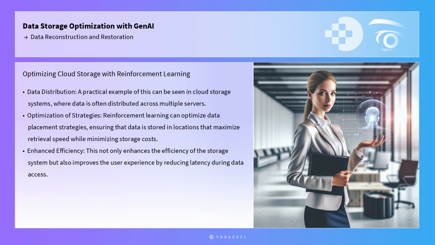A practical example of this can be seen in cloud storage systems, where data is often distributed across multiple servers. Reinforcement learning can optimize data placement strategies, ensuring that data is stored in locations that maximize retrieval speed while minimizing storage costs. This not only enhances the efficiency of the storage system, but also improves the user experience by reducing latency during data access.